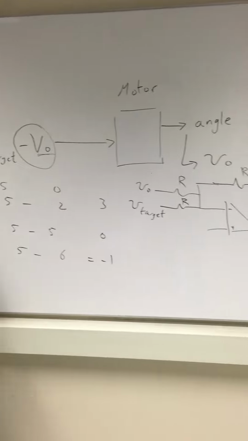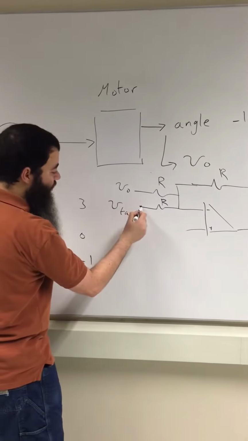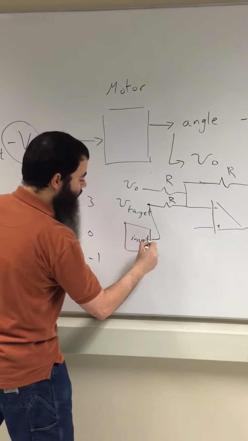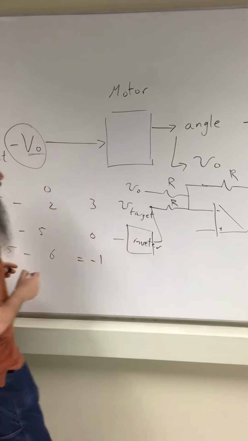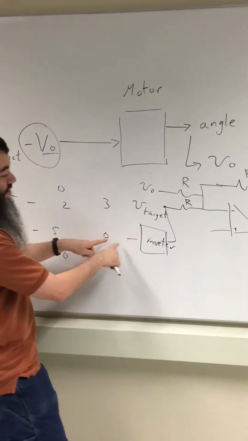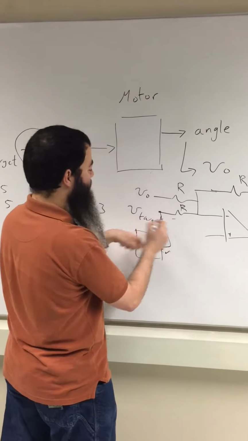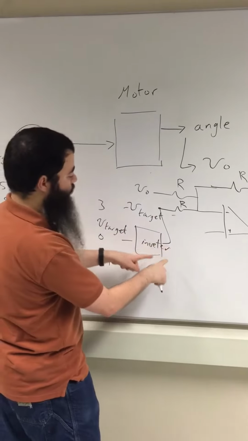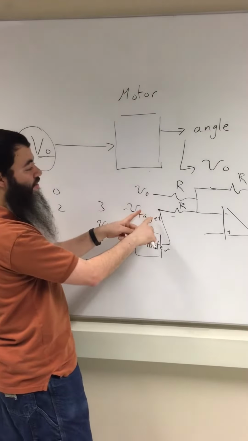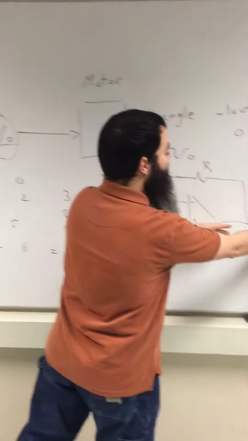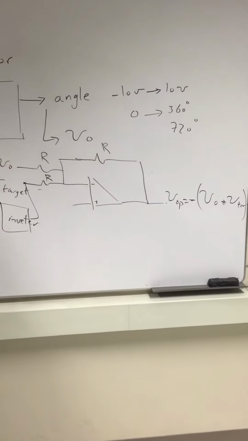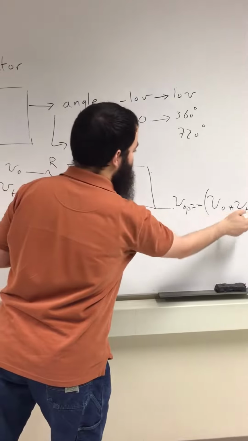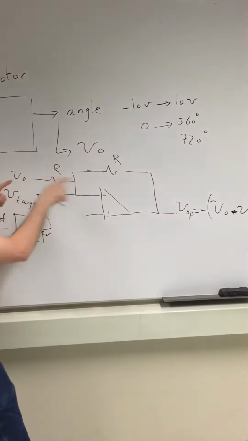Invert it. Before we input V target here, we put an inverter. So V target is first inverted, so it is negative V target here. This is V target, it goes through the inverter, so it's negative V target. When they are summed up by this negative summing amplifier, negative negative V target becomes positive V target, and V naught with a negative sign.